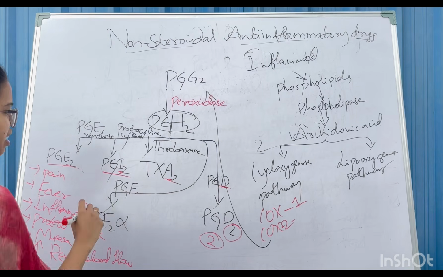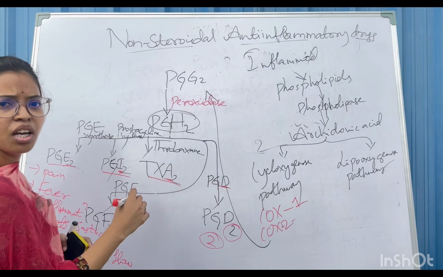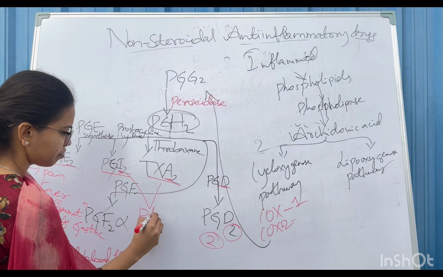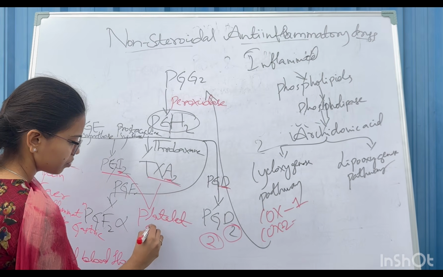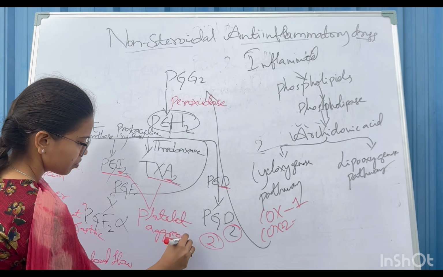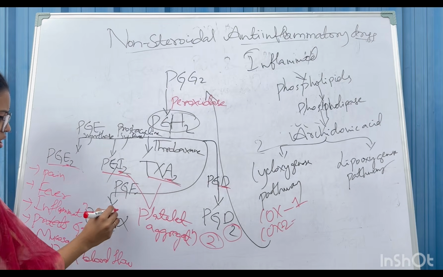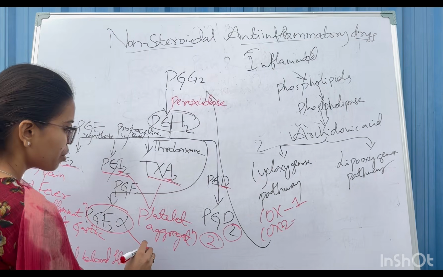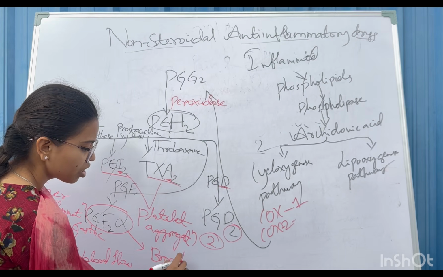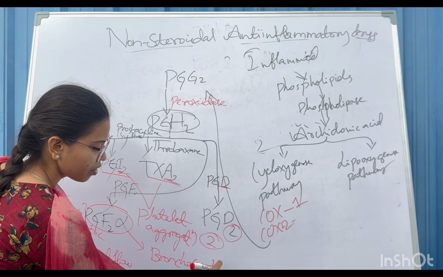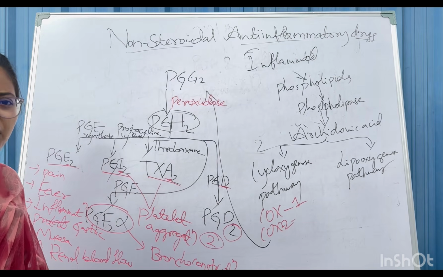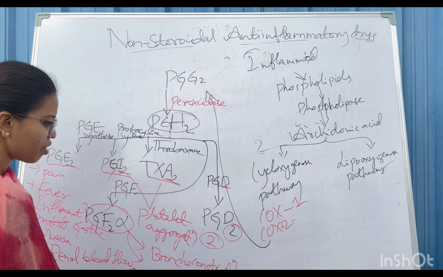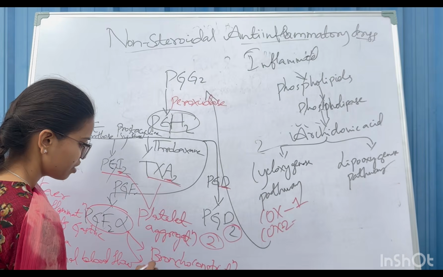Okay, prostacyclin and thromboxane are both involved in platelet aggregation. PGF₂ alpha is involved in bronchoconstriction, and also in smooth muscle contraction.